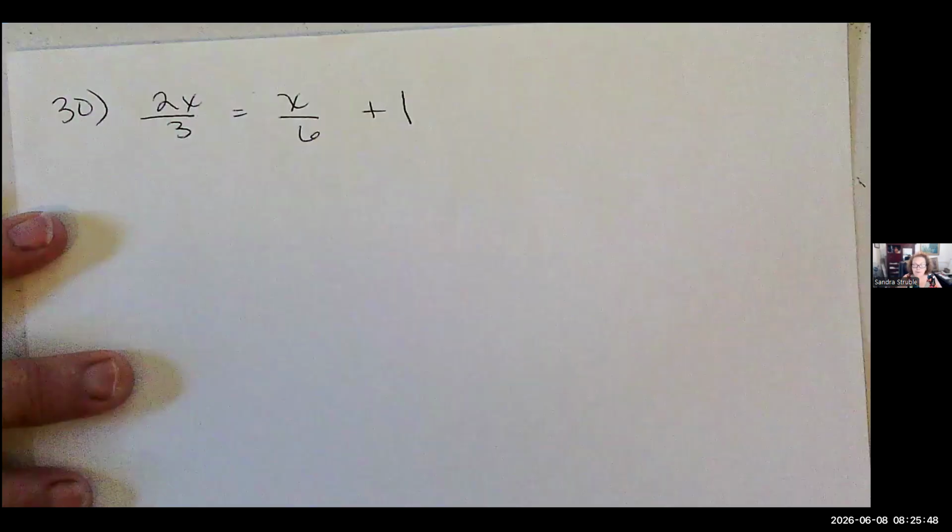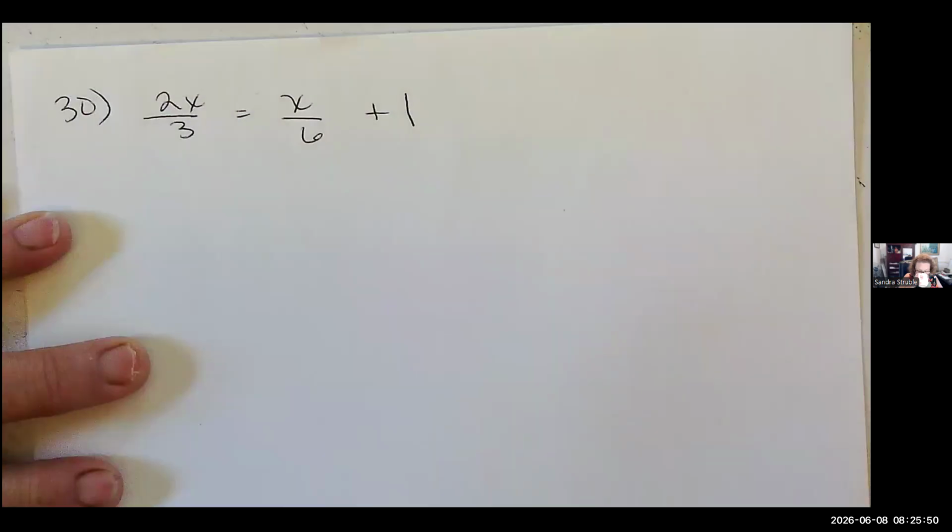That was 29, so 30 is 2x over 3 equals x over 6 plus 1. Now, what you want to know here is what is the common denominator between 3 and 6? It's going to be 6, because 3 goes into 6 and 6 goes into 6.